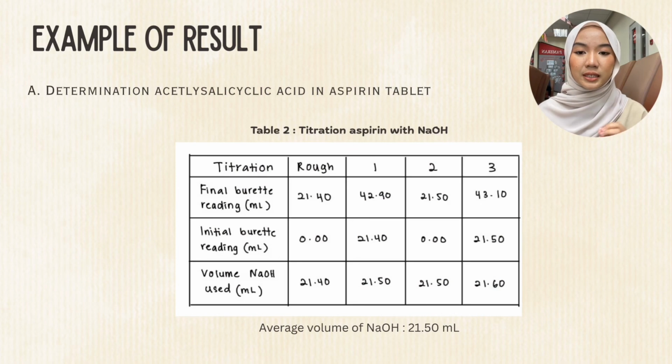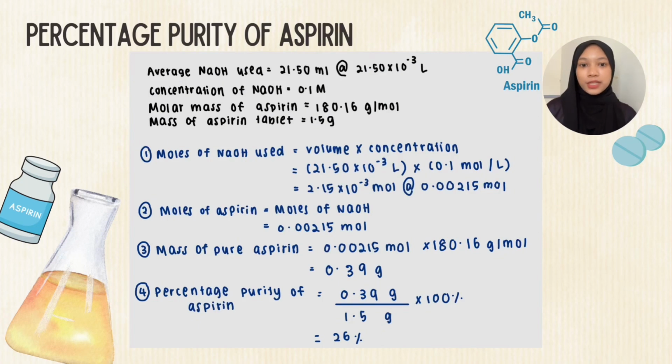So this is the example of the result of the determination of acetyl salicylic acid in aspirin tablet. We got the average volume of NaOH, which is 21.50 ml. To determine the percentage purity of an aspirin tablet, a titration method was used involving sodium hydroxide, NaOH. First, the volume of NaOH used during the titration was measured as 21.50 ml, which is equivalent to 21.50 times 10 power of negative 3 liter. With the concentration of NaOH known to be 0.1 mol per liter, the number of moles of NaOH was calculated using the formula moles equal to volume multiplied by the concentration.